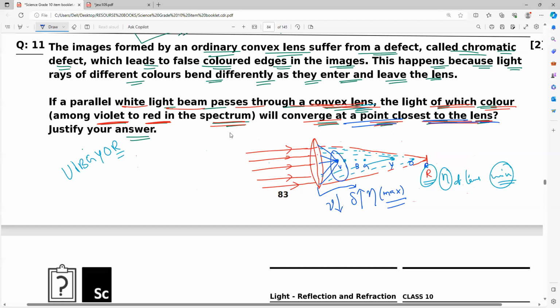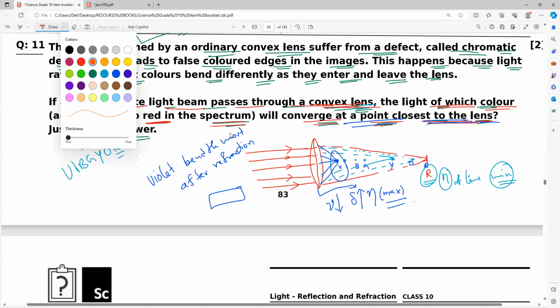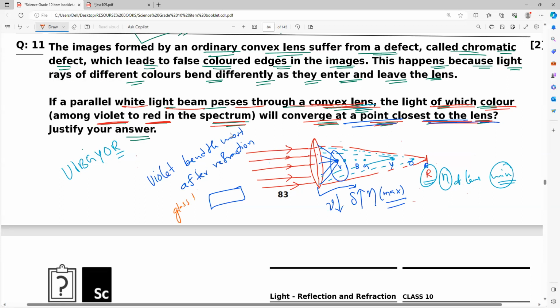Violet light. Understand? Because it will be the most bending after refraction. Violet bends the most after refraction. Am I right or wrong, all of you? And also we all know, if I pass the red light and violet light, which light has the maximum refractive index for glass? Violet light or red light? Violet. Glass has the highest refractive index for which light? Violet light.